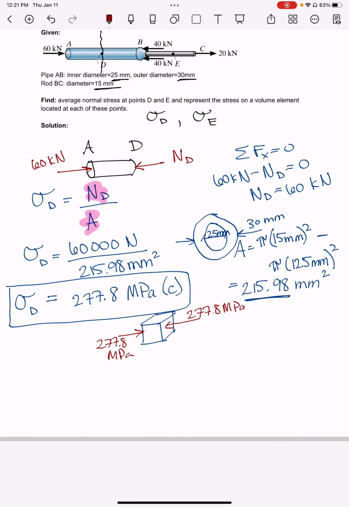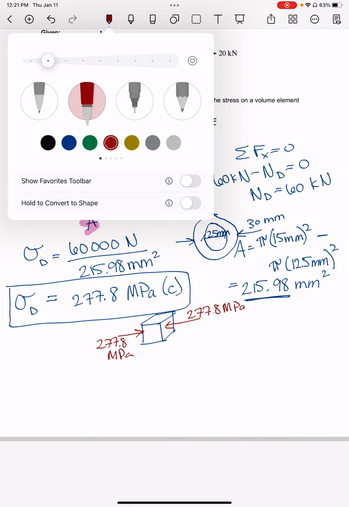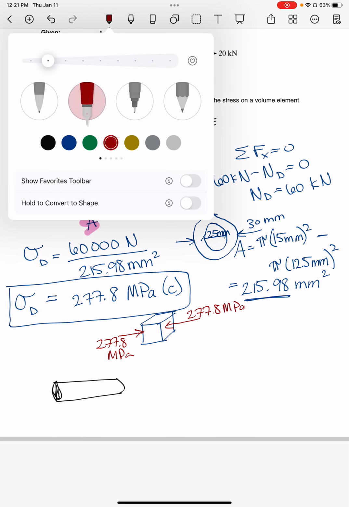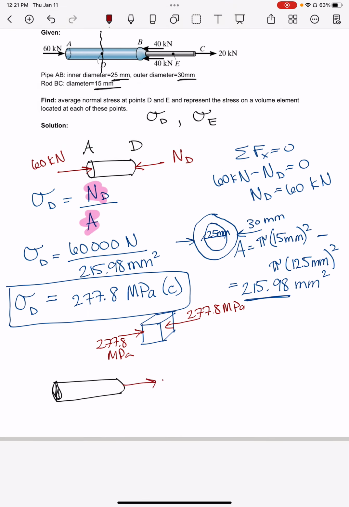And then we also want to do the same for part E. So I'm going to draw a free body diagram like we did before from E to C, so that end of it. And this part is a rod. So we have 20 kilonewtons. We have the normal force at E. And then we're going to solve this.